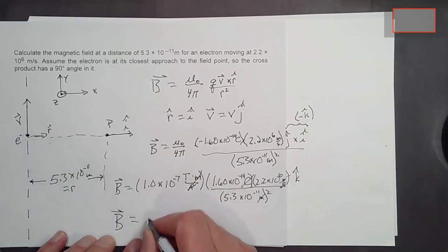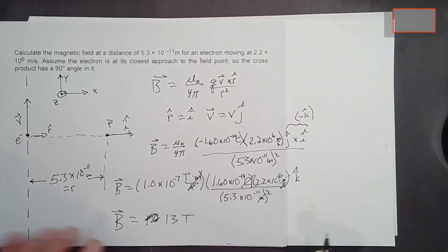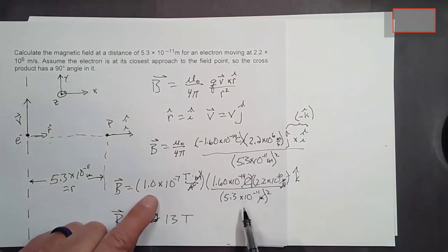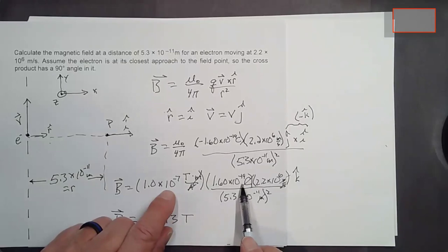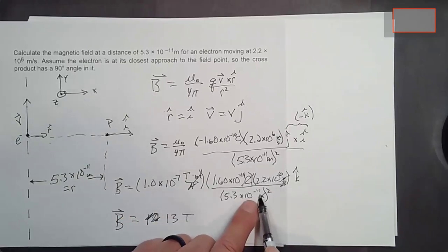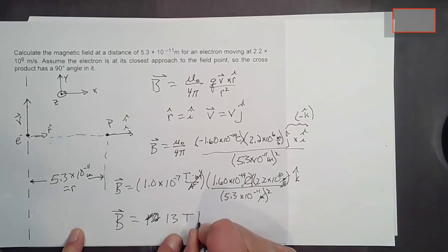Actually, I get a reasonably strong magnetic field. To two significant figures, I get 13 Tesla. I want to make sure I didn't make a mistake on that. 10 to the minus 26, that's 10 to the minus 20, 10 to the minus 22. Yeah, that's probably about right. So 13 Tesla in the k hat direction.